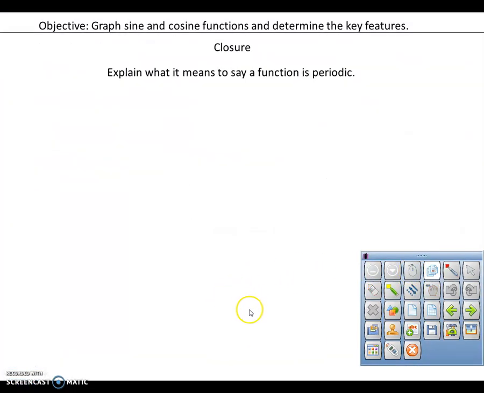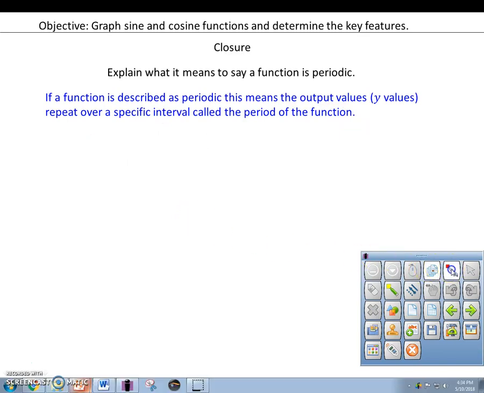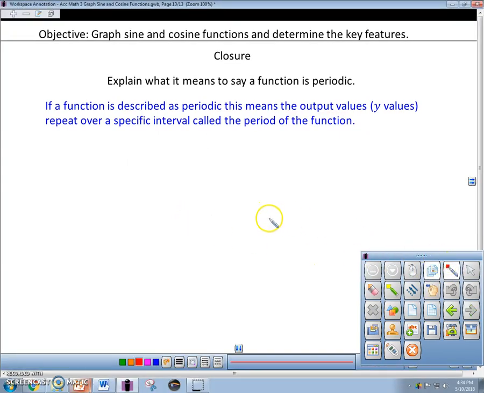And your closure, what I'd like you to be able to explain, is what it means to say a function is periodic. So, if you said something like a function is described as periodic means that its output values of y repeat over a specific interval, which is called the period of the function, then you've got the right idea. So, for example, our sine and cosine function values repeat every 2 pi radians. That's the parent functions are periodic over an interval or period of 2 pi radians.